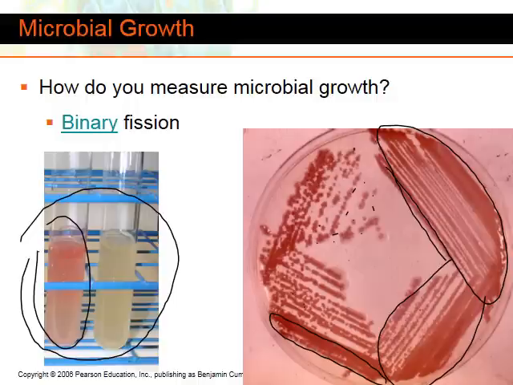But with these colonies here, they're just a bunch of cells that have undergone binary fission, and they're just piled up on top of one another. Each one of these colonies, if they're separate from the others, started from a single cell, and then underwent several rounds of binary fission and increased the numbers. Other ways you can tell if microbes have grown, we'll see a little bit later, gas production.